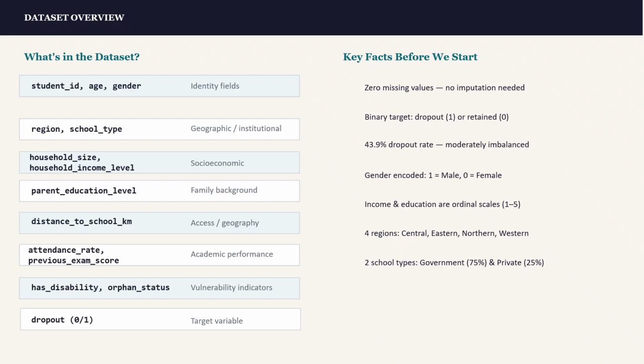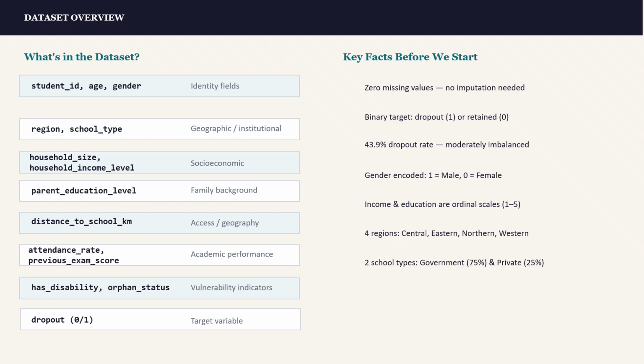We have distance to school in kilometers, so this represents the access or the geography of going to school. And then we have attendance rate and previous exam score, which represent academic performance, and disability or orphan status, and these are the vulnerability indicators. And then dropout, which is our target variable, which is 0 or 1.